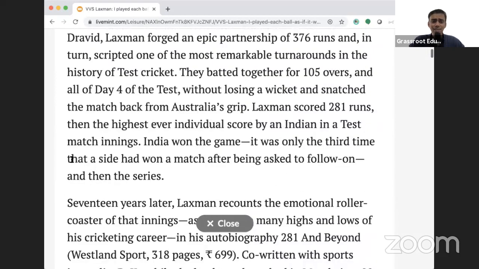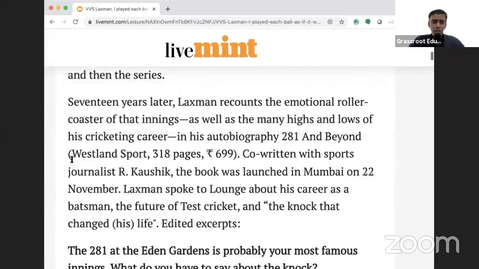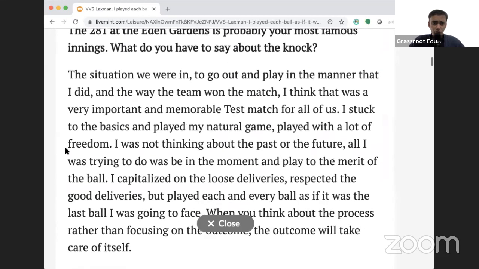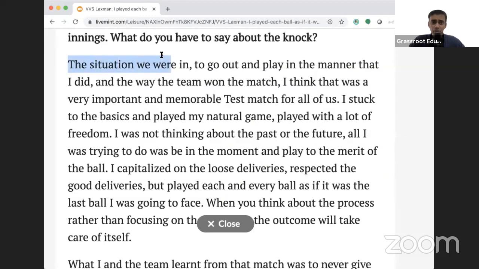Now, let's jump straight into the interview because that's where we'll get more insights. Okay, so this is the question. The 281 at Eden Gardens is probably your most famous innings. What do you have to say about the knock? So this is what we are going to read now. The situation we were in to go out and play in the manner that I did and the way the team won the match, I think that was a very important and memorable test match for all of us.